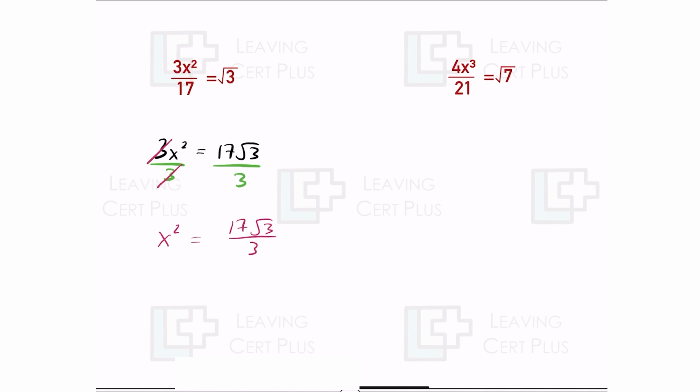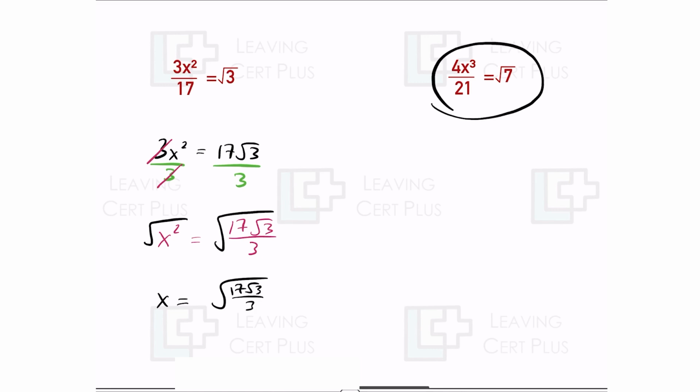And then I want to get rid of this squared. So how do I do that? I have to take the second root, or the square root of both sides. That's going to leave me with x is equal to the square root of 17 root 3 over 3, and that's your answer. Over here is a similar situation.